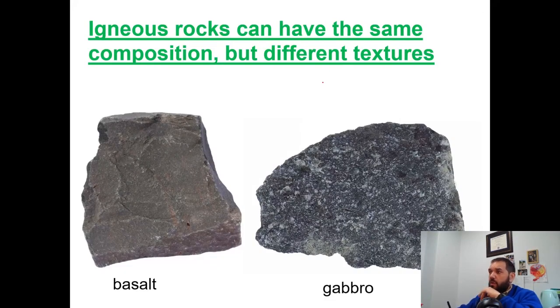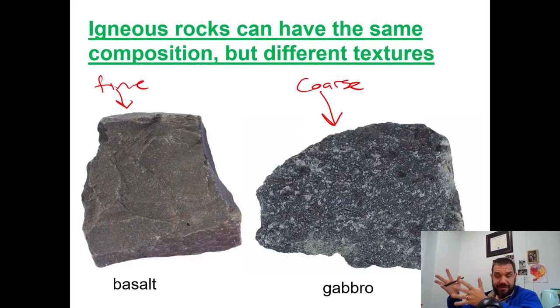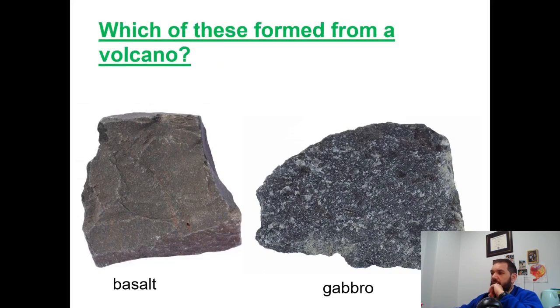Gabbro has the coarse grain texture, right? That's the coarse. And this has the fine grain texture. Now on your test, you're actually going to have pictures like this, like you're seeing. And it's going to ask you which one formed volcanically, which one formed plutonically, right? So you kind of have to figure that out based off the texture. Okay, so be ready for things like that. The coarse grained mafic rock, we call it gabbro. The fine grained mafic rock we call basalt.